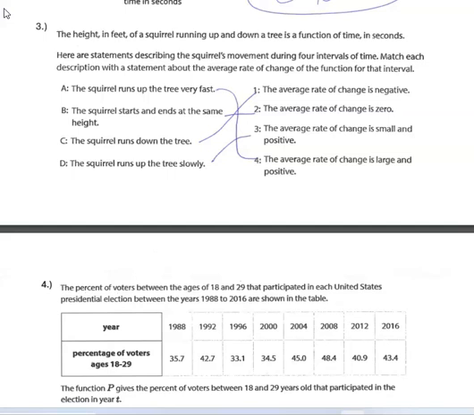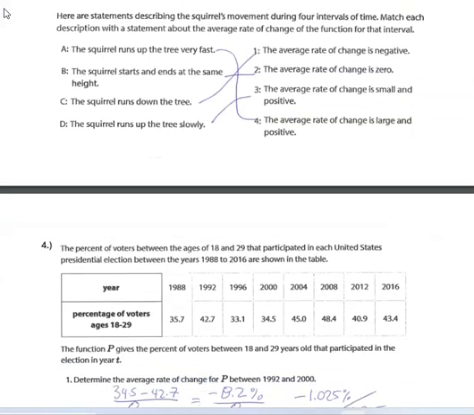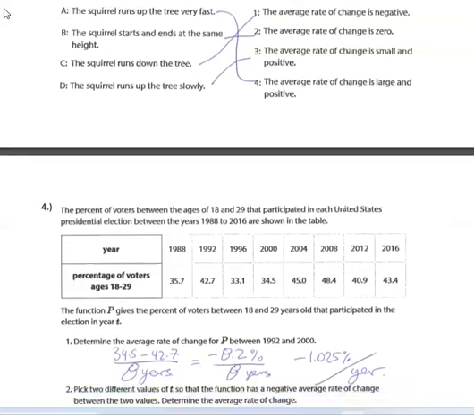The next one was just asking if you understood the concept of positive and negative rates of change and what it would look like in a real world situation. So go ahead and check these. When the squirrel is running up the tree very fast, the average rate of change is large and positive. When the squirrel starts and ends at the same height, then that is going to be a rate of change that is 0. Things may have happened between that, but when we're looking at the average rate, it's going to be 0. When the squirrel runs down the tree, the average rate of change is negative. And when the squirrel runs up the tree slowly, that is going to be number 3, which is the rate of change is small and positive.